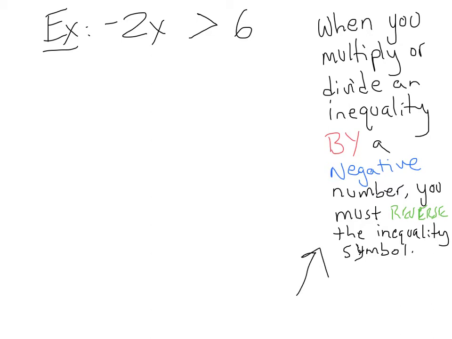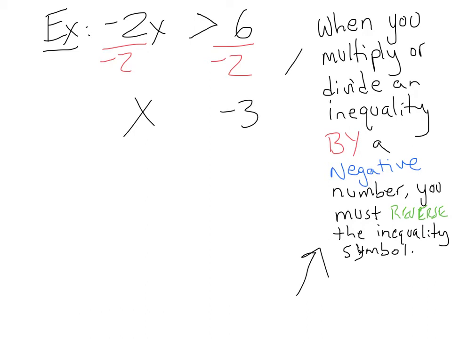With the example of negative 2x is greater than 6, we solve just like we would a normal equation. What's happening to x? X is being multiplied by negative 2. And we're going to do the opposite, or inverse operation, to undo this. So here we are, dividing both sides by negative 2. And that will leave us with x on the left side and negative 3 on the right side.